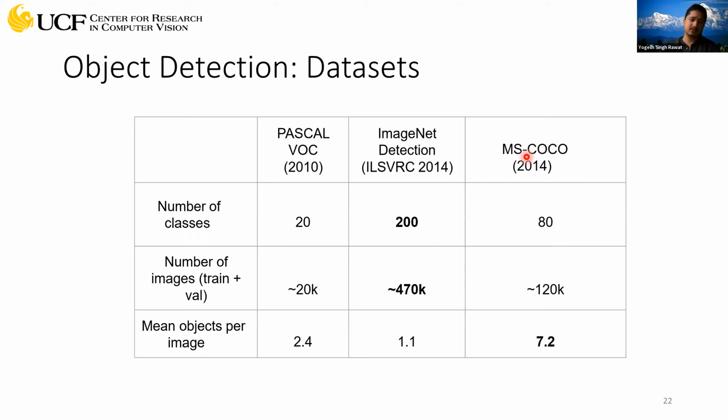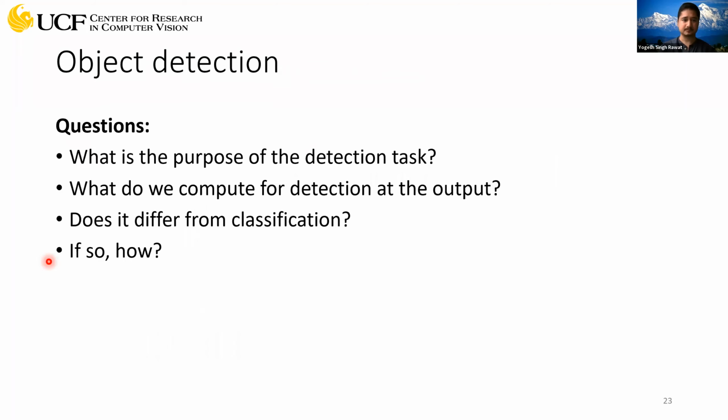So MS Coco is more for multi-label classification because there are multiple objects present in those images. So the last row you can see here for ImageNet, the average number of objects per image is just 1.1. So it seems like only some of the images have multiple objects. Pascal VOC it's 2.4, but MS Coco it's 7.2. Okay, so these are the standard data sets which are used for object detection.